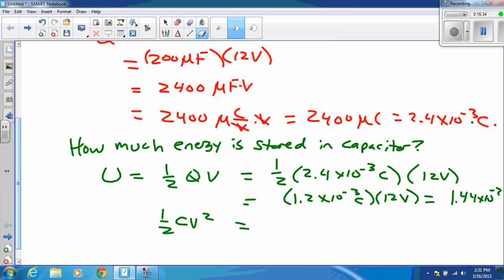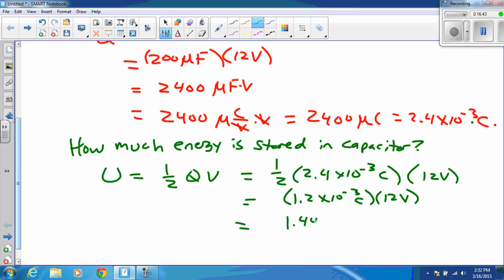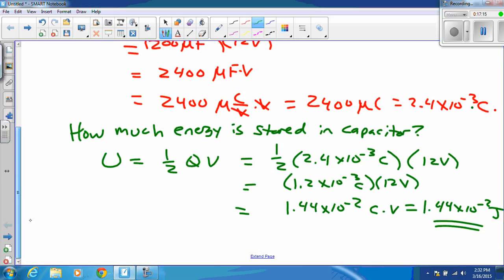Now what about my units? Well, obviously it's coulombs times volts, but what is a volt? Isn't it joules per coulomb? It is joules per coulomb. That's exactly right. So we get 1.44 times 10 to the minus 2 joules. So that's the 1/2 QV.